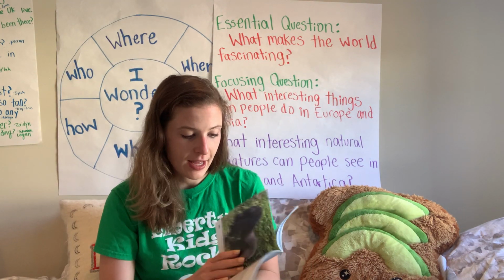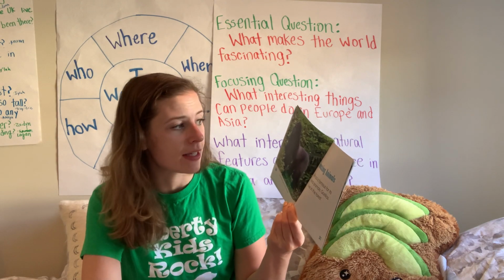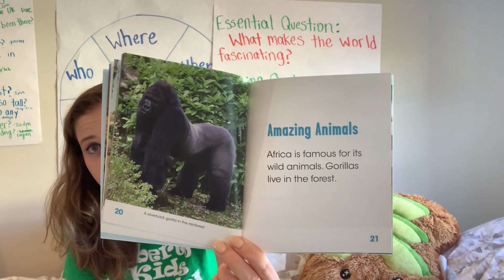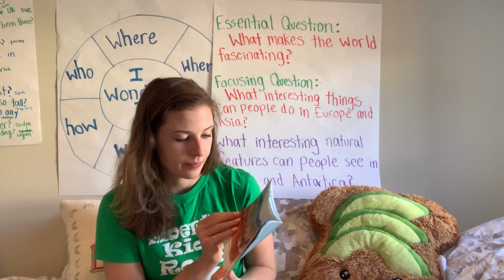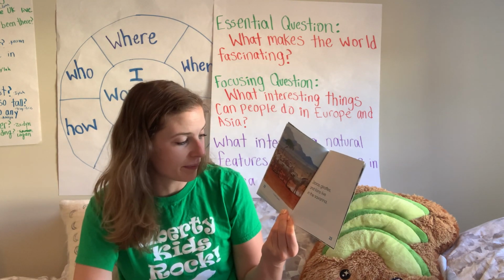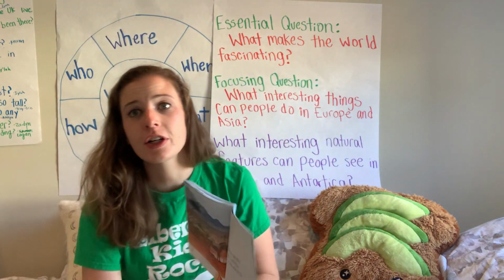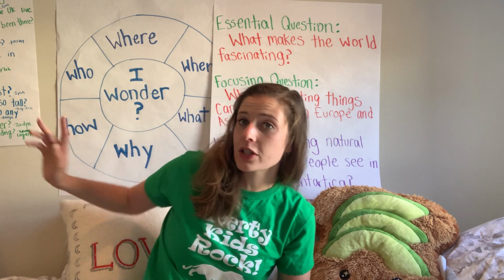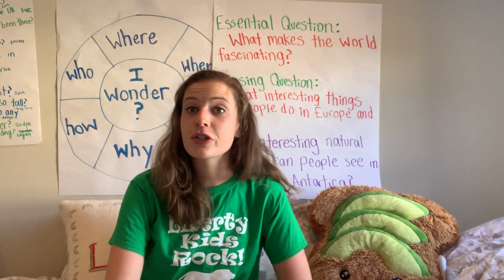Many kinds of plants. Ooh, amazing animals. Africa is famous for its wild animals. Gorillas live in the forest. So this is a silverback gorilla in the rainforest. Zebras, giraffes, and lions live in the savanna. So here's a herd of zebras. A herd is a group. So what questions do you have? Remember to use your question words. Where, when, what, why, how, and who.